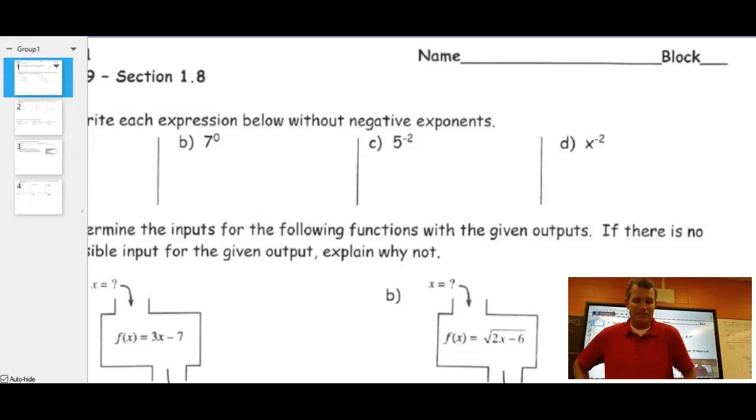For number 4, A, the domain is all real numbers, and the range is 1 less than or equal to y less than or equal to 3. For B, the domain is all real numbers, and the range is y is greater than or equal to 0. And for C, the domain is x is greater than or equal to negative 2, and the range is all real numbers. Number 5, in scientific notation, it would be 1.6 times 10 to the 8th.